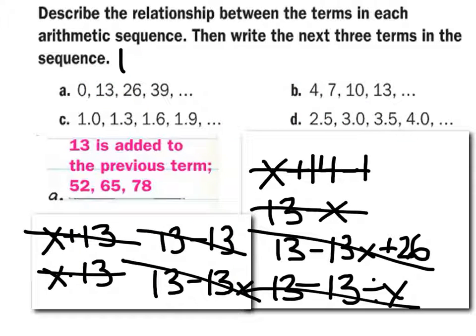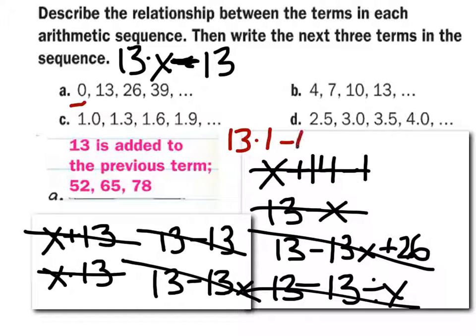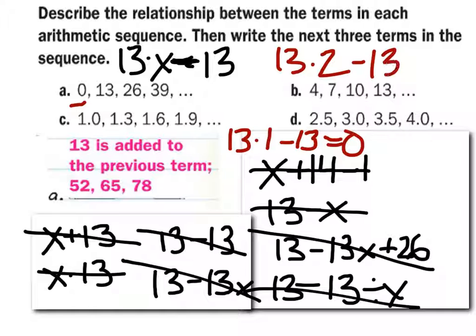So Heidi says 13 times x minus 13? Yeah. Let's give it a shot. Okay, so in position 1, we have 0. 13 times 1 minus 13 is 0. The next one would be 13. Now it's position 2, x is 2. Minus 13 equals 13. Well, position 2 is 13.